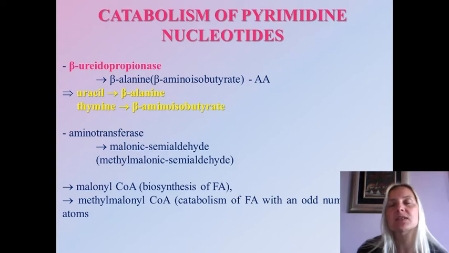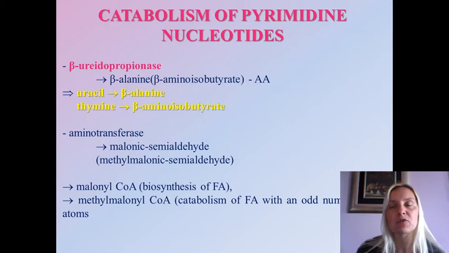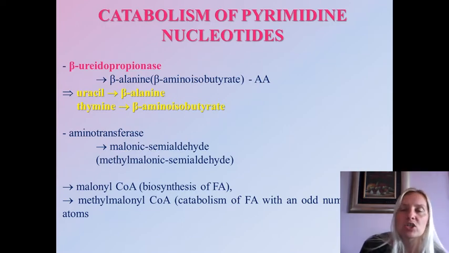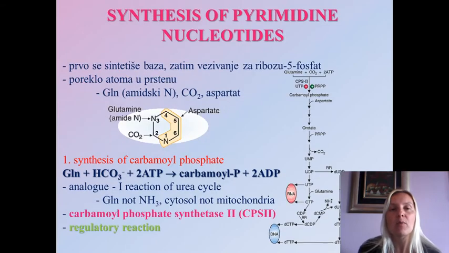Their heterocyclic ring can be cleaved and degraded to form some of the intermediates of metabolism and finally catabolized to carbon dioxide and water. But we have to be aware of the fact that the energy released from those processes is like nothing, so we are actually not using the degradation of nucleotides in order to obtain energy for cell functions. So what about the synthesis of pyrimidine nucleotides?